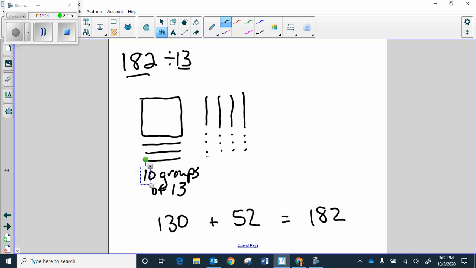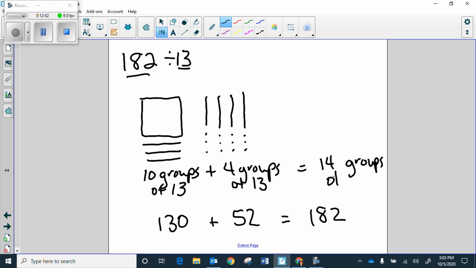So in this group, I have 4 more groups of 13. So 10 groups plus 4 groups equals 14 groups of 13. So 182 divided by 13 equals 14.